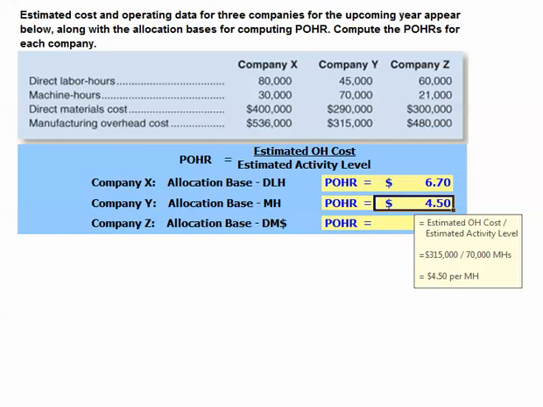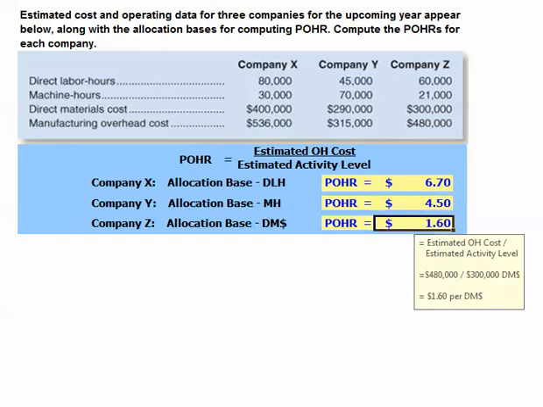Company Z allocates overhead on the basis of direct material cost, and it will have a predetermined overhead rate of $1.60 per direct material dollar. This is found by taking the estimated overhead cost of $480,000 and dividing it by our $300,000 in estimated direct material cost.